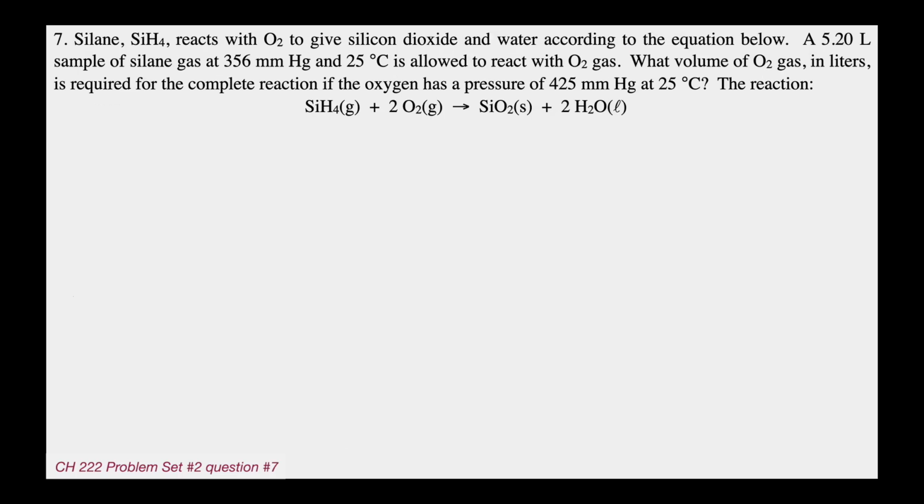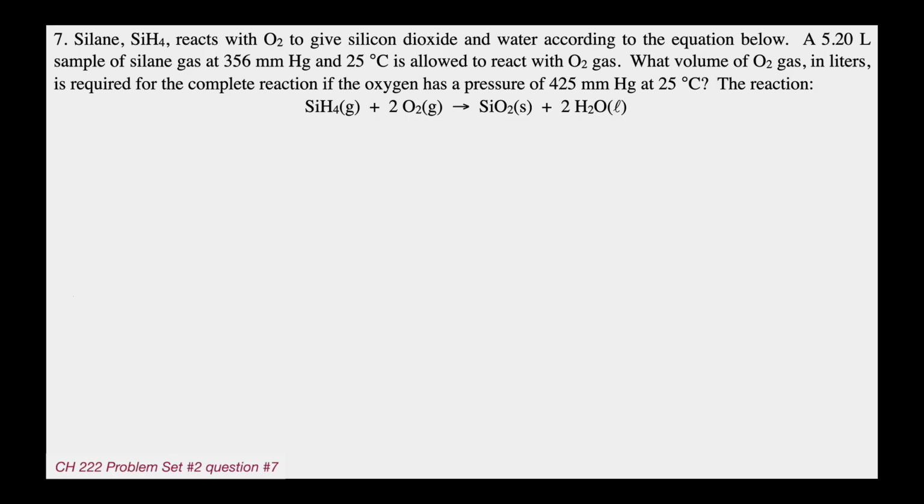Silane, which is SiH4, reacts with oxygen to give silicon dioxide and water according to the equation shown below. A 5.20 liter sample of silane gas at 356 millimeters of mercury and 25 degrees Celsius is allowed to react with oxygen gas. So it's asking what volume of oxygen gas in liters is required for the complete reaction if the oxygen has a pressure of 425 millimeters of mercury at 25 degrees Celsius. And there's the overall reaction.